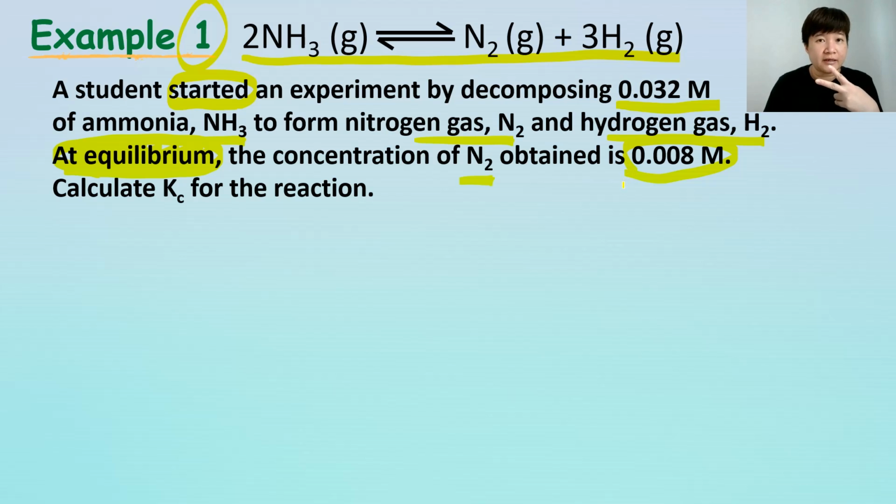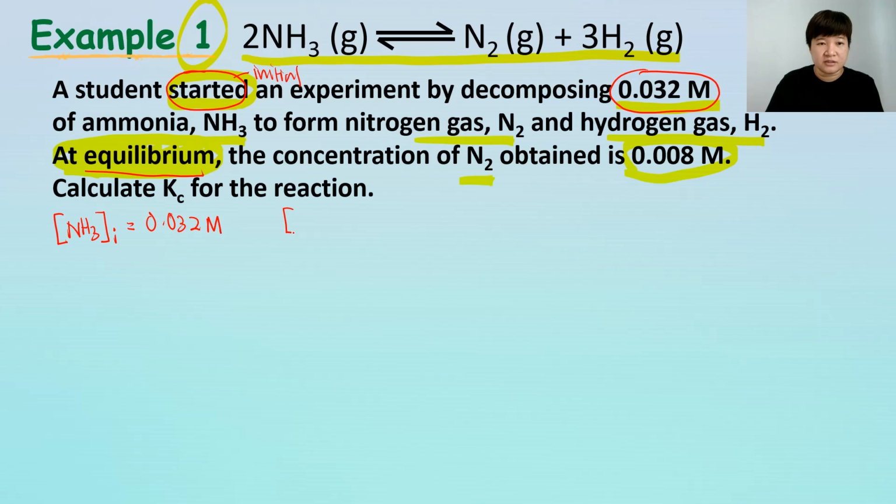I have two values over here and two conditions. The first condition is started. Started over here means initial. At equilibrium over here means the system has already attained equilibrium. So over here, 0.032 molar is at initial, so I can take it out first. That is the concentration of ammonia at initial, which is 0.032 molar. And then I have the concentration of N2 at equilibrium, which is 0.008 molar. Take it out first. Next, the question is asking for Kc, how much?